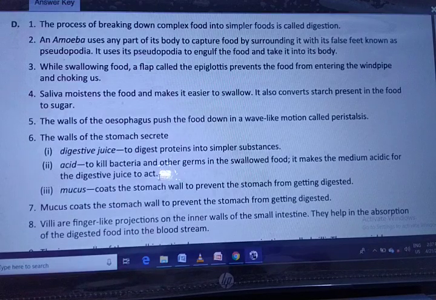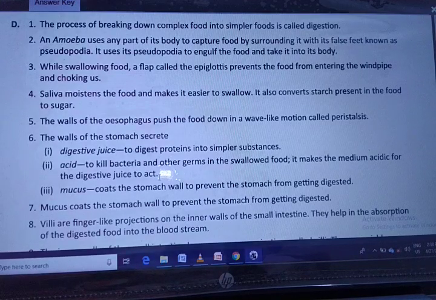Sixth question. What do the walls of the stomach secrete? The walls of the stomach secrete first, digestive juice to digest proteins into simpler substances. Second, acid to kill bacteria and other germs in the swallowed food. It makes the medium acidic for the digestive juice to act. And mucus, it coats the stomach wall to prevent the stomach from getting digested.